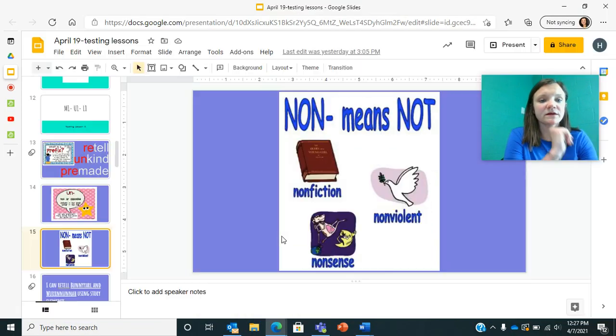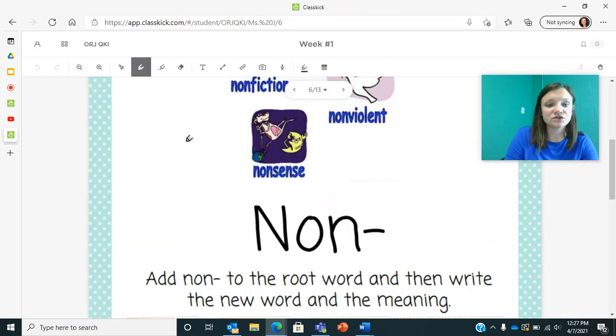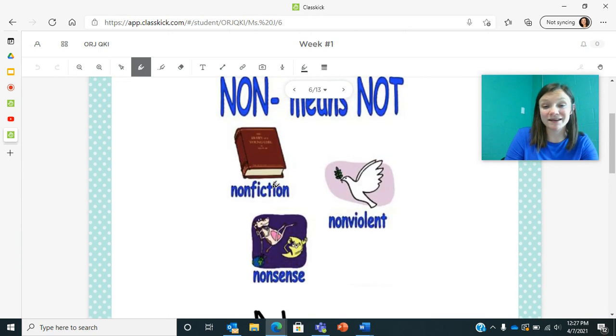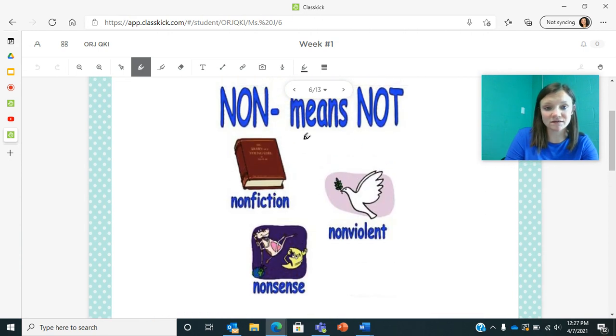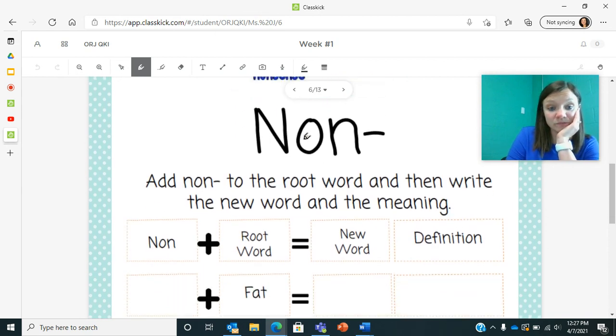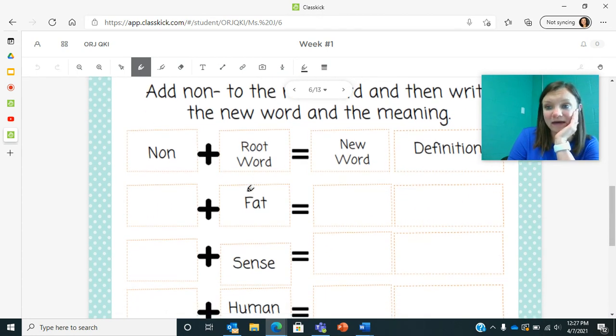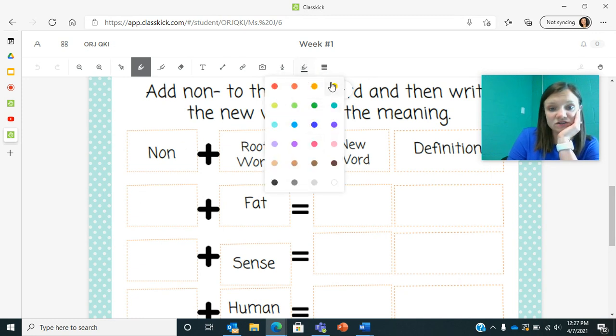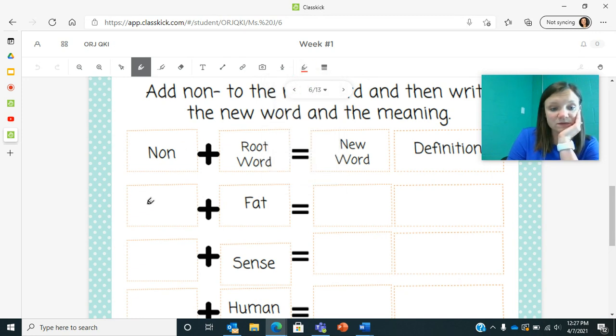We're going to take a look at some other examples here on your class kick. You should be starting today's class kick on slide number 6. So if you scroll down, add non to the root word and then write the new word and the meaning. So down here, it's like a little math equation. I'll show you how to do the first one.